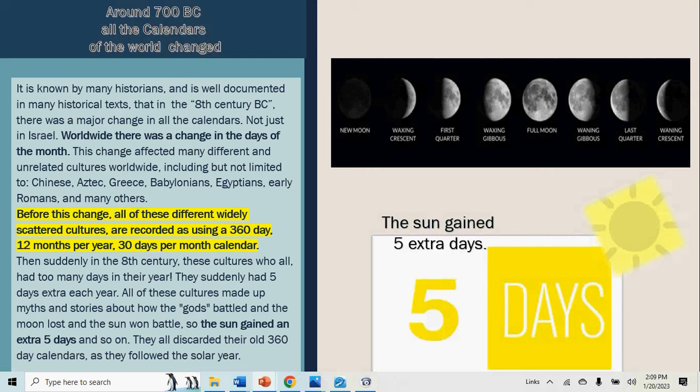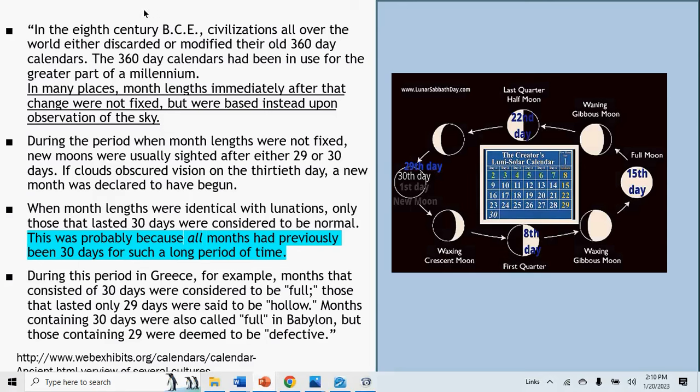All of these cultures made up myths and stories about how the gods battled and the moon lost and the sun won the battle, so the sun gained an extra 5 days and so on. They all discarded their old 360-day calendars as they followed the solar year. So the sun gained 5 extra days. In the 8th century BC, civilizations all over the world either discarded or modified their old 360-day calendars. The 360-day calendars had been in use for the greater part of a millennium.